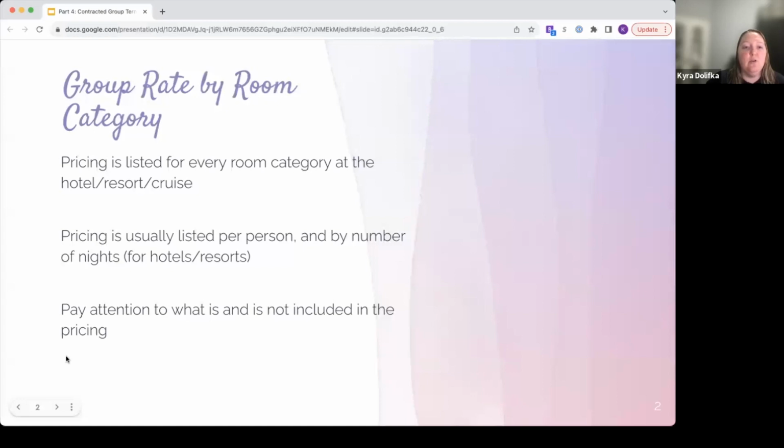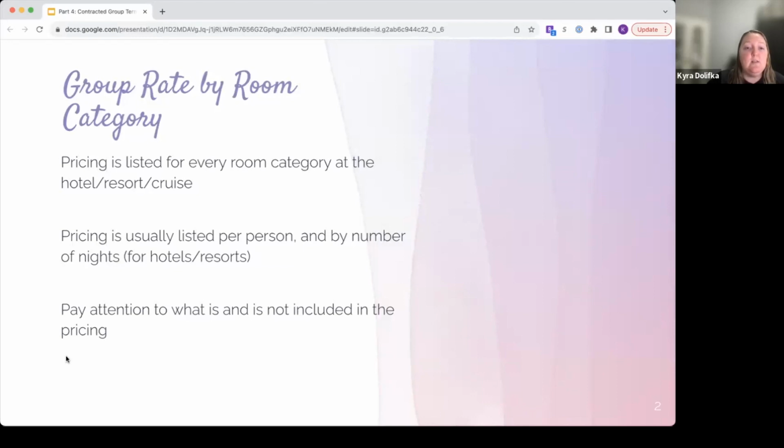So let's start with group rate by room category, okay? When you get a quote back from the vendor, whether it's a cruise, a resort, a hotel, they're going to list the price for all of the room categories at that property or on that cruise ship. And the pricing is usually going to be listed per person, okay? So when you see the pricing on your quote or on your contract, it usually is per person. And if it is a hotel or resort, it may be by number of nights that they are staying, because not everybody is going to stay the same number of nights, most likely.